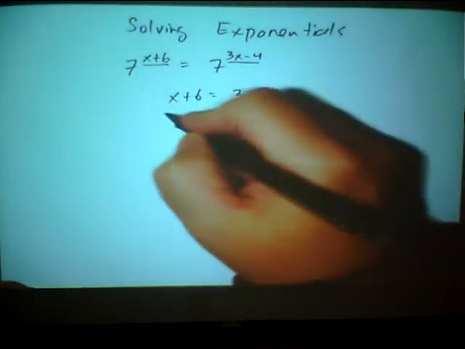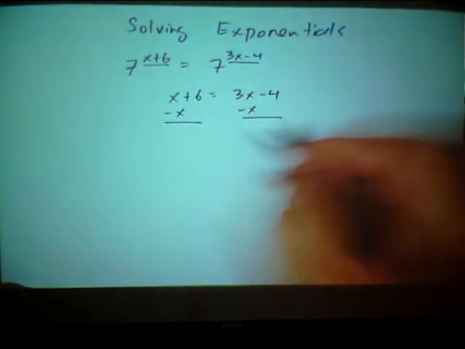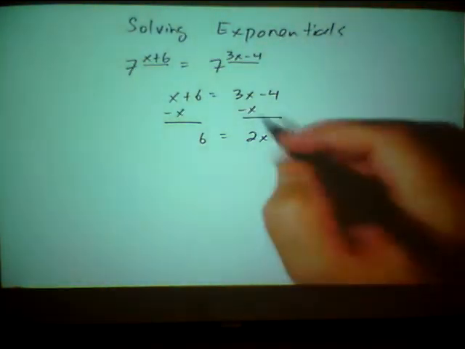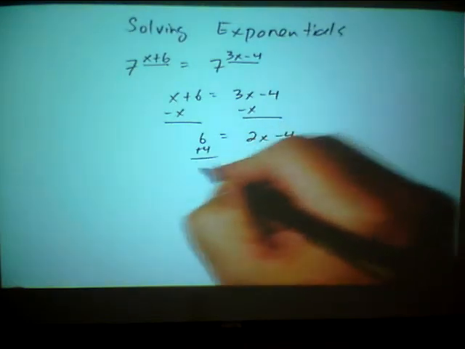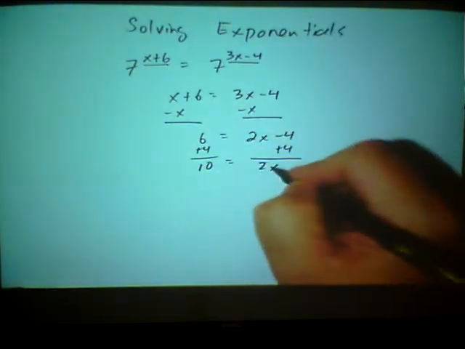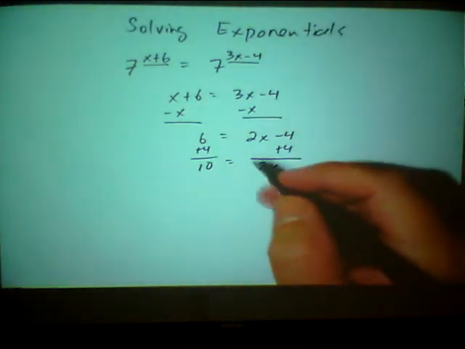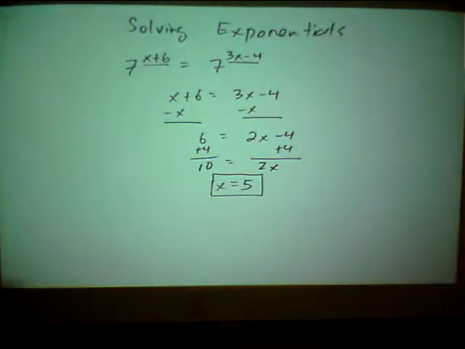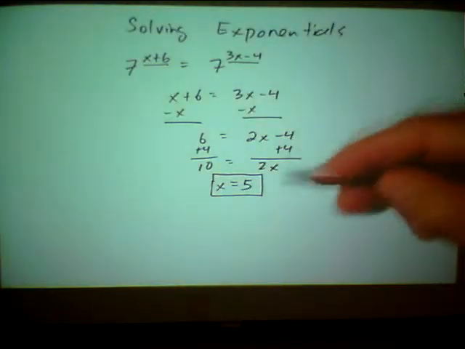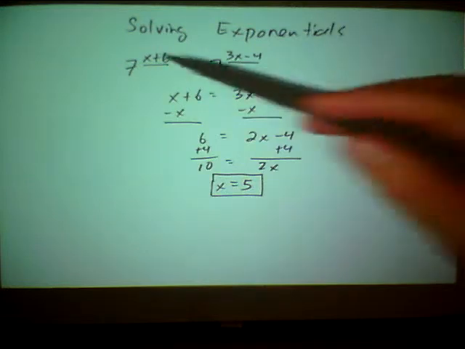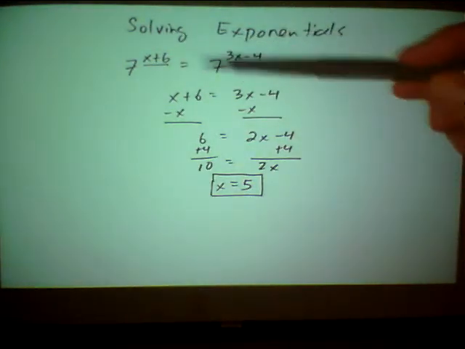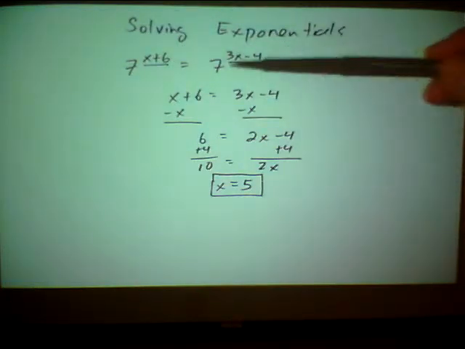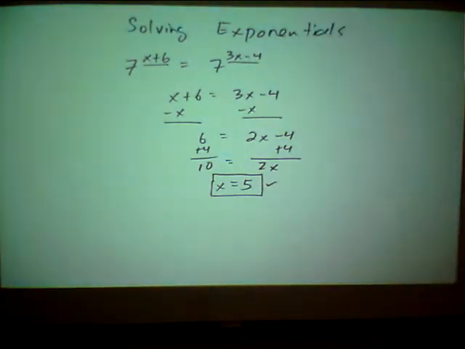I'll go ahead and subtract x from both sides. So I get 6 equals 2x minus 4. Add 4 to both sides. 2x equals 10. Divide both sides by 2. And your solution is x equals 5. And if we want to take the time, if I plugged x equals 5 back into my original equation, it should work. I'd have 7 to the 11th on the left-hand side. The right-hand side, 15 minus 4 is also 11. 7 to the 11th, yes. We have done it properly.